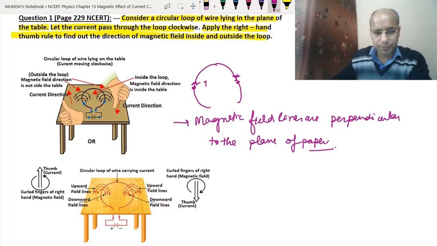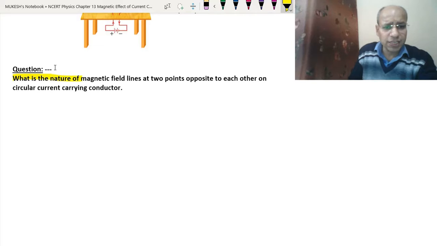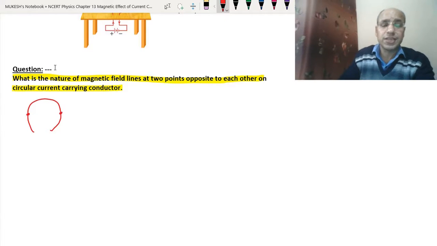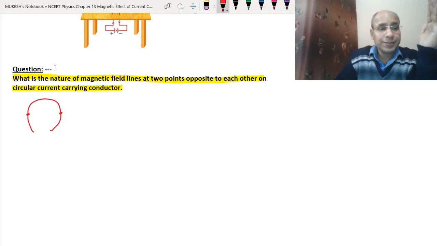Now the next question. What is the nature of magnetic field lines at the points opposite to each other on a current carrying circular conductor? Suppose this is the current carrying circular conductor. We have to find the nature of magnetic field lines at these 2 points. As we have discussed in this topic also, these 2 points will behave like a straight current carrying conductor in which the current is flowing in 2 different directions. Suppose if it is up, then it will be down. So here it will be concentric circles anti-clockwise. Here it will be concentric circles clockwise.